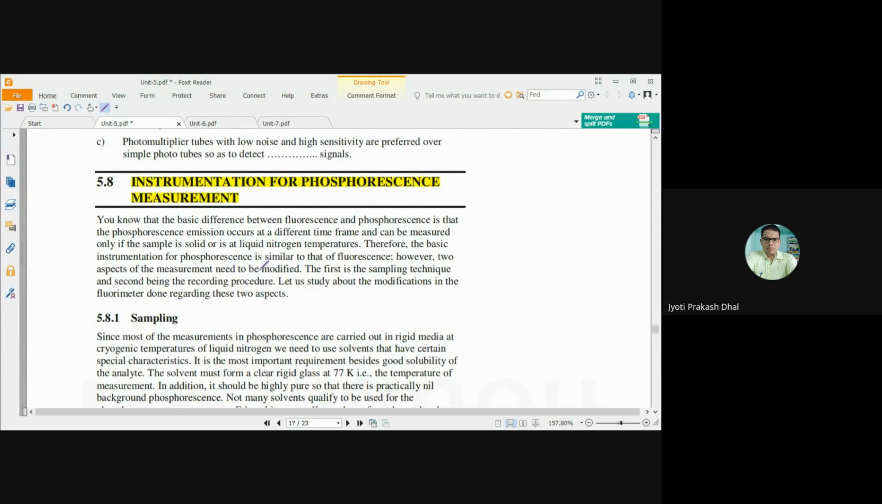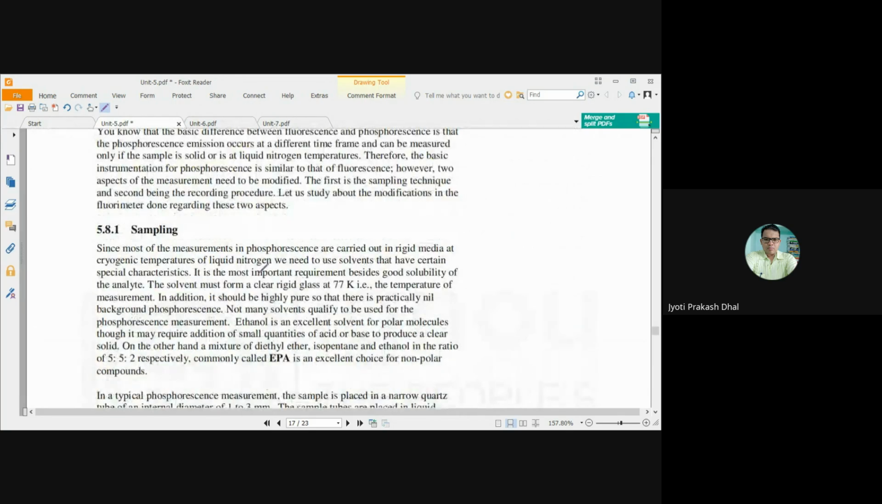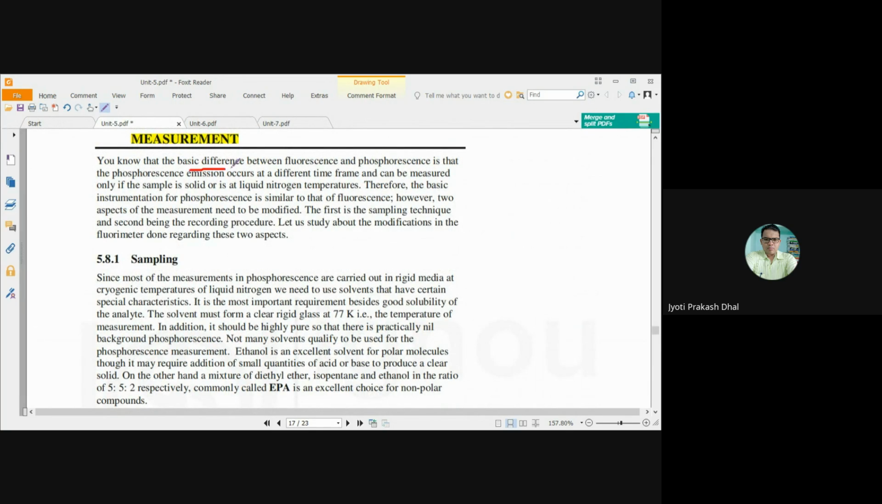Now coming to the instrument for phosphorescence. You know the basic difference between fluorescence and phosphorescence is that phosphorescence emission occurs at a different time frame and can be measured only if the sample is solid or at liquid nitrogen temperature. That means at very low temperature. Therefore, the basic instrument for phosphorescence is similar to that of fluorescence.